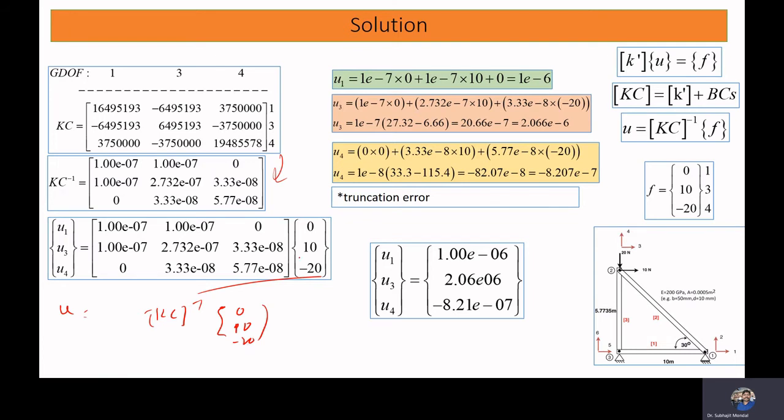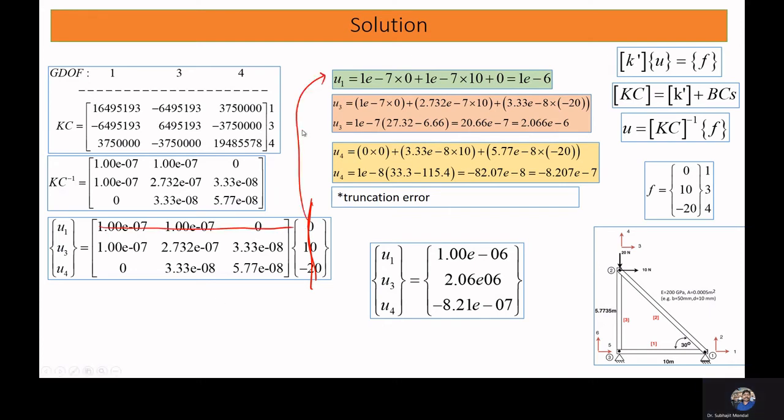Now what we can do? We can multiply this column with this row. We can obtain U1 by multiplying this column with this row. Okay, so that part is here. You can see. Again, we can obtain U3 by taking this column with this row, and U4 will be this column with this row. Multiply this column and this row, you can obtain U4.